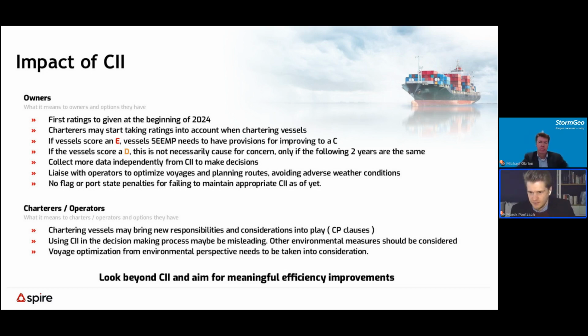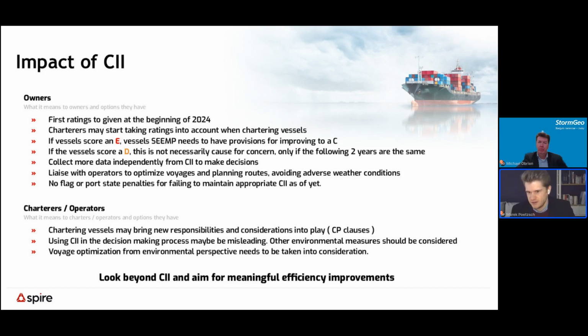I think one important point is: if a vessel actually gets an E rating, what happens in that case? So far, there are not any specific penalties associated with that, except that the company for that ship has to make provisions in the Ship Energy Efficiency Management Plan, SEMP, on how they would improve from that E rating in the following year to a C rating. Making these provisions is essentially the only penalty currently applied. Further penalties might come in the future, but so far that seems to be the only one.